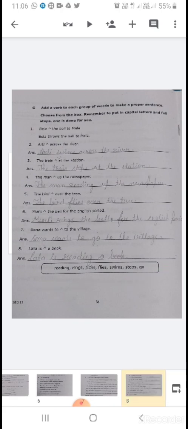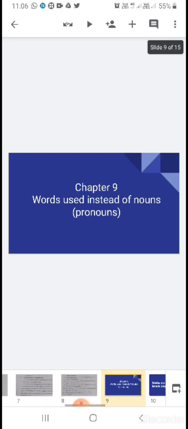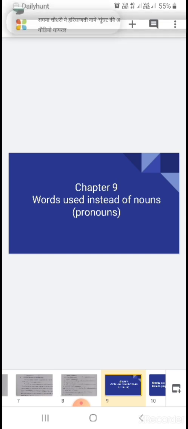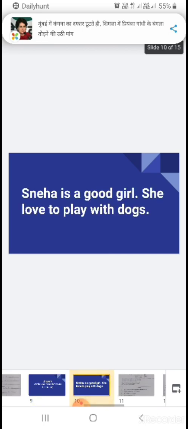Now see the next. Next is your chapter number 9. Words used instead of nouns. That means pronouns. Obviously you know about the pronouns. If I am telling your name and I have to call you again, I don't mention your name again and again. I will use he or she for you after a while. So first I am giving you one example of how it works.